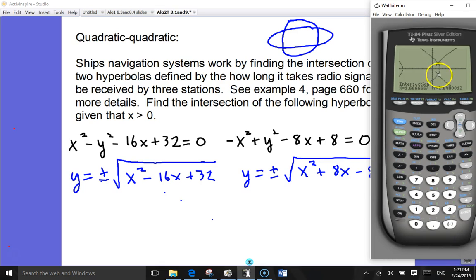Now to find this other one, which is below the y-axis, I'm going to go second, trace, 5, and now I need the other two. So the first curve has got to be negative Y1. The second curve has got to be negative Y3.